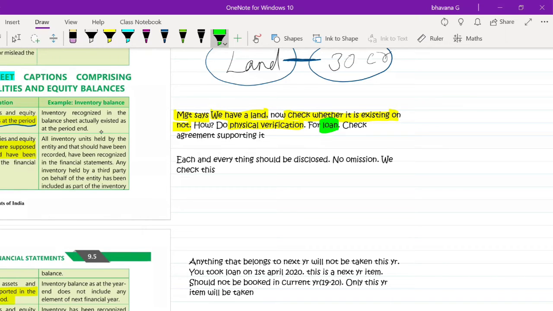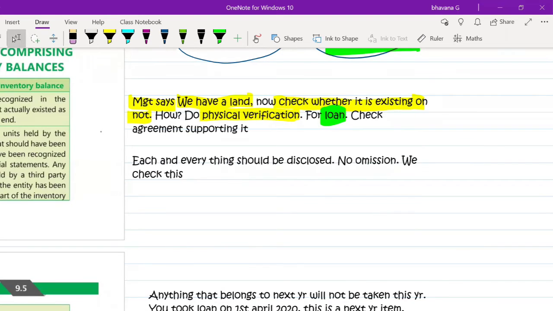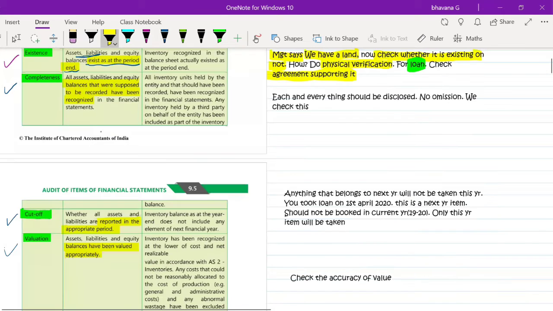Suppose they have a liability of a loan, and they tell you that they have a loan of 30 crore rupees. In such a case also, the assertion is telling us that the company actually has a loan of 30 crore. Now the auditor has to check whether the company actually has a loan of 30 crore or not. Whatever the management is trying to tell you, the auditor must perform audit procedures and check whether all these assertions are correct or not. Suppose the management is telling you that they have taken a loan of 30 crore, the auditor must check whether the loan actually exists or not. For that he can check the agreement supporting the loan and verify.